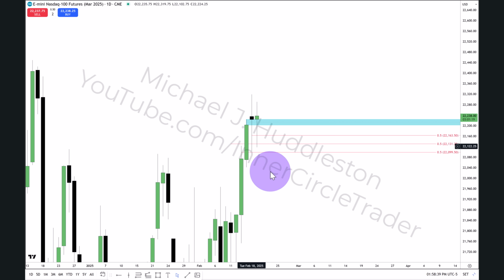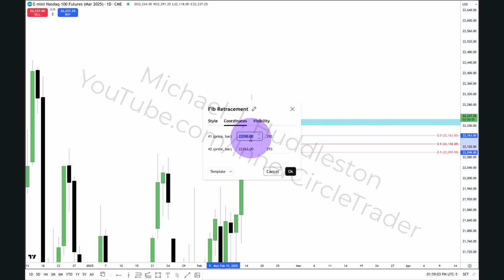And that gives us this level here if we get the consequent encroachment of this level here. So just look over here, 22,099.50 to 22,163.50. Right? And we want 99.50. So these two numbers agree with that number and that lower number.